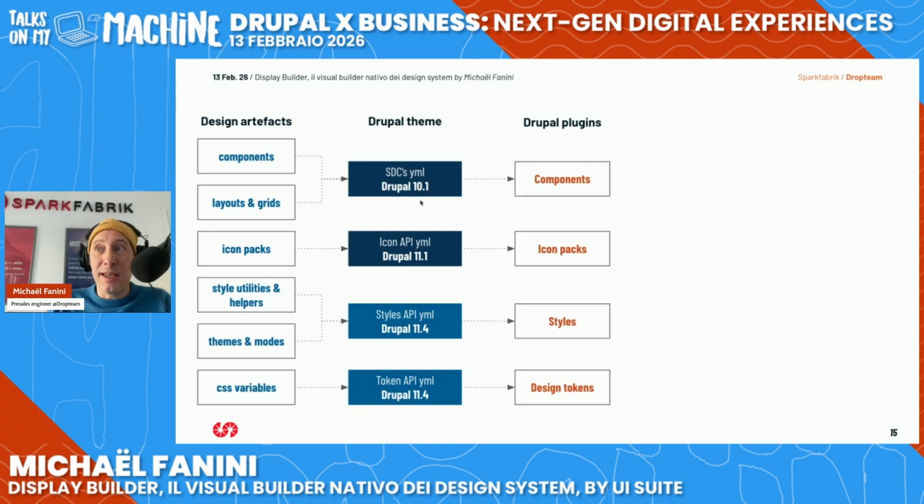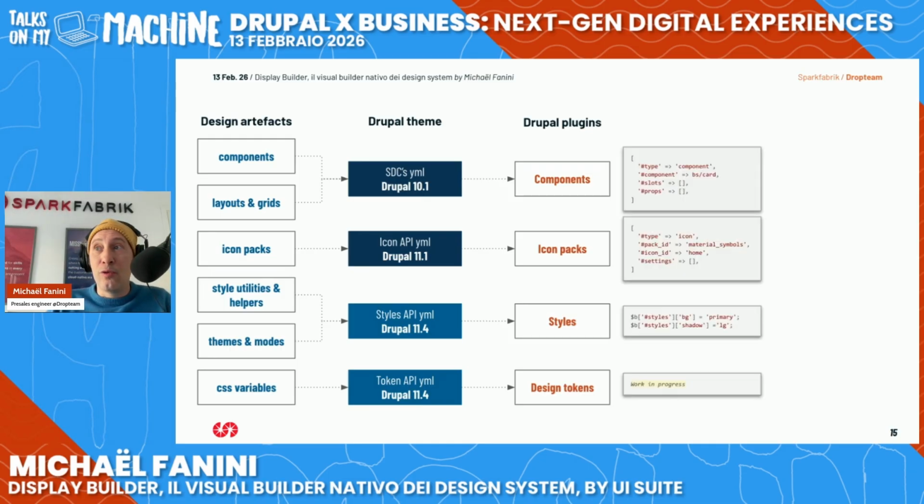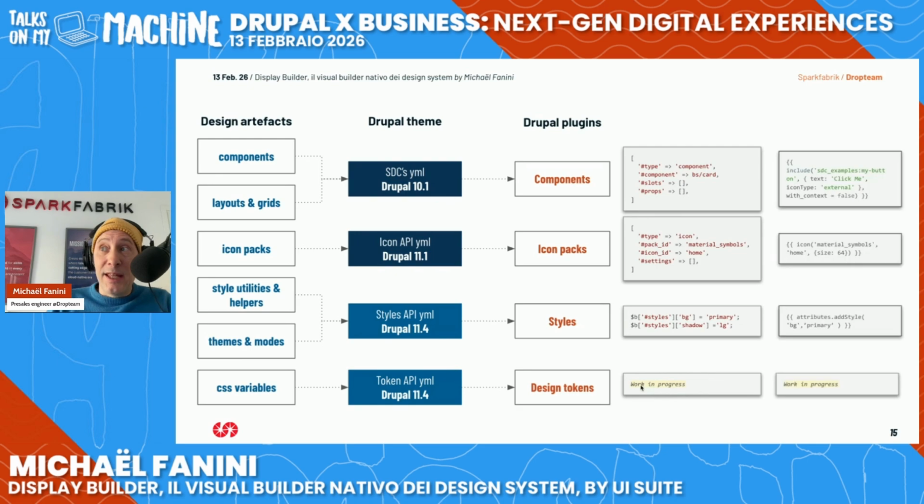And with these plugins, it's easy to write render arrays and use this API. For components, you see here examples. For icon packs also. For styles, we have already worked a lot on the core issue we are working on today. And we are in the process of building this format for design tokens. And these plugins, you can also use in Twig with the include function for components, with the icon function for icons, and with attributes for styles. And it's work in progress for the token API.